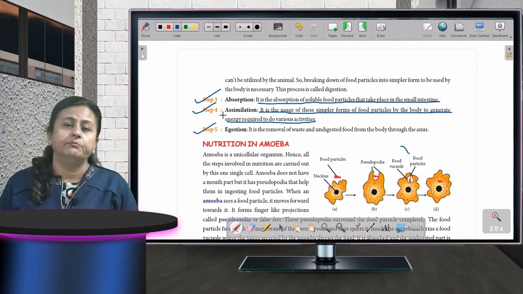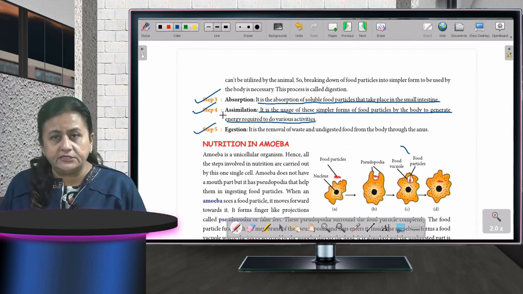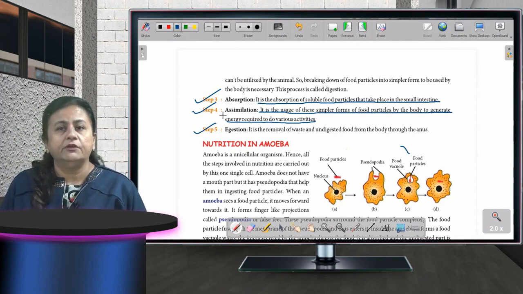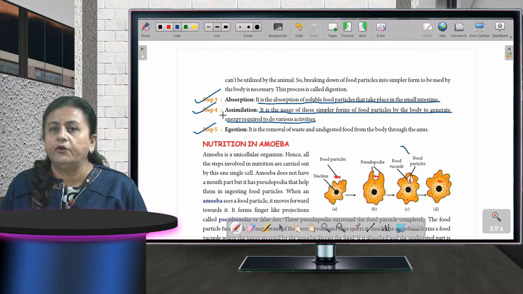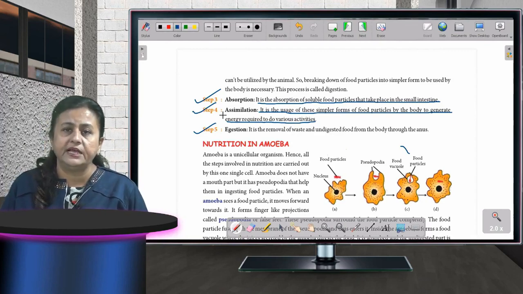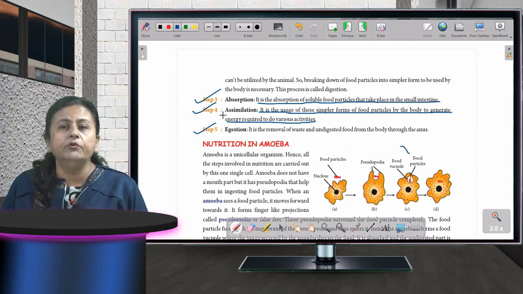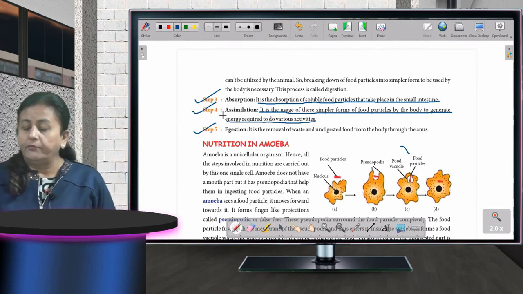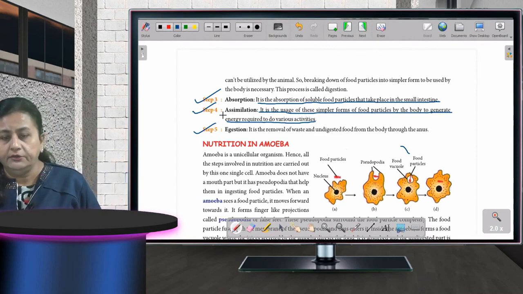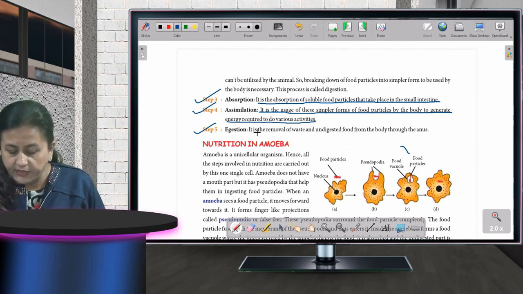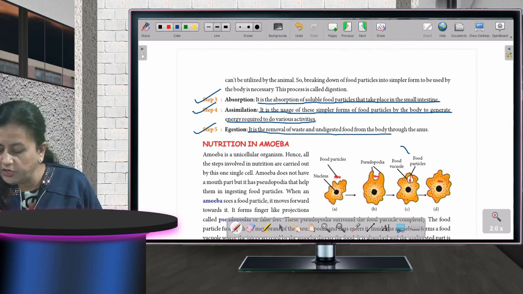Fine. Now the fifth one, that is egestion. We have digested, we have consumed it. Now the waste material has to be taken out from the body. That is known as egestion. So the removal of unwanted or leftover food from the body through the anus is called egestion. I hope this is clear to you all.